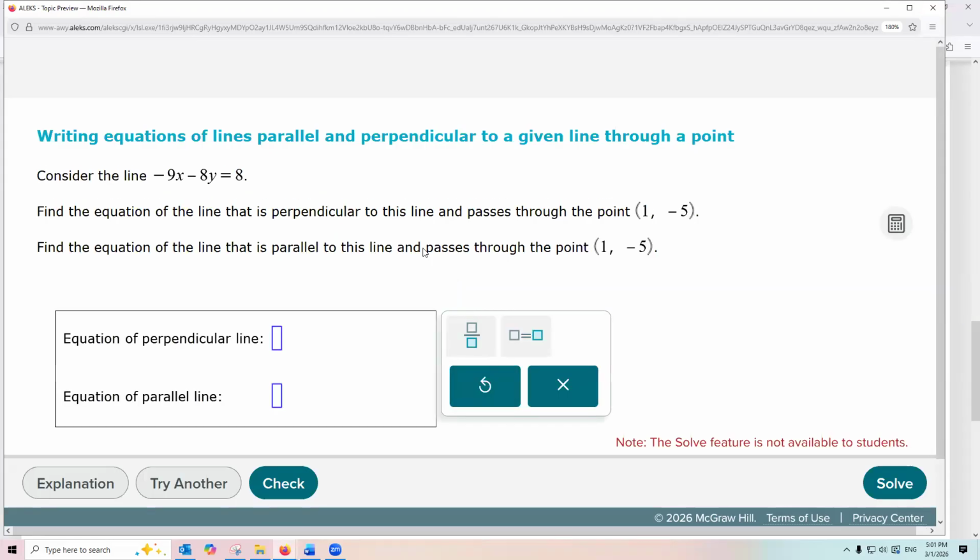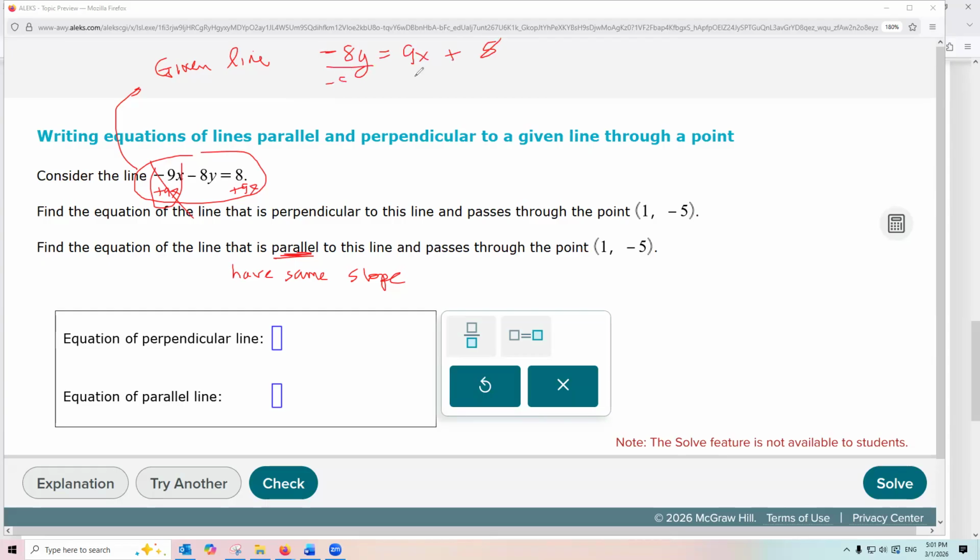All right, let's take a look at this one. Well, let me start out with the parallel line. One thing I know is parallel lines have the same slope. So let me find the slope of this original line. So for this given line, first thing I'm going to do is add 9x to both sides because I want to get y by itself here because I want to know the slope of this line. So I'm adding 9x to both sides. That's going to cancel out this -9x. I'm going to have -8y equals 9x plus 8.